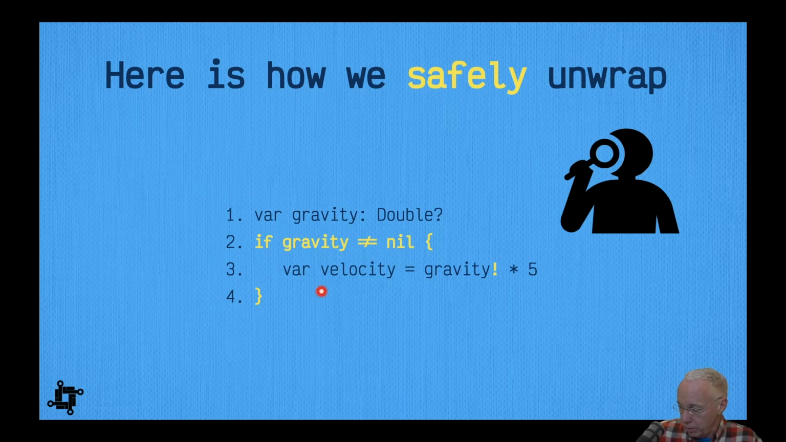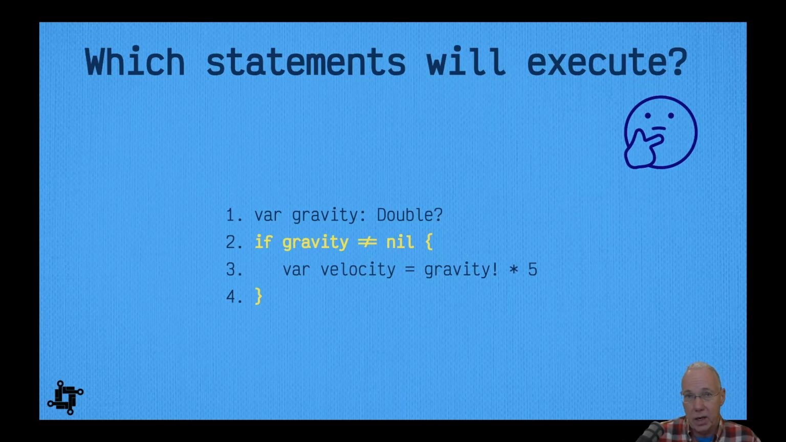Then what we can do is before we do this statement and before we do this force unwrapping, we can say, does gravity have a value? So we're saying if gravity is not equal to nil, meaning that it does have a value, then go ahead and force unwrap it. However, if it is nil, the if statement will run, but statement 3 won't execute. So in this scenario, it's safe. So what would run in this scenario?